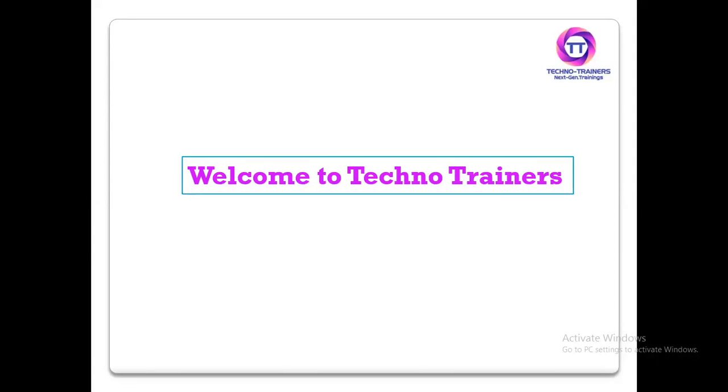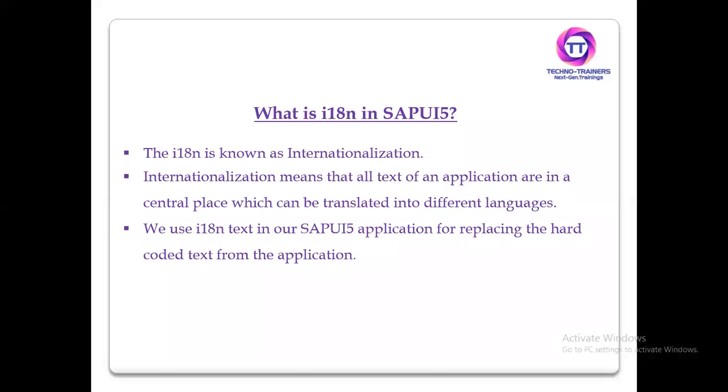So today in this video I'm going to show you how to implement i18n in an SAPUI5 application. Before we implement, we need to understand what i18n is. i18n is nothing but internationalization. Internationalization means that we keep all of our text in one place, which can finally be translated into different languages. So we need to use the i18n text rather than our hard-coded text. That is the best SAP practice followed throughout our application.